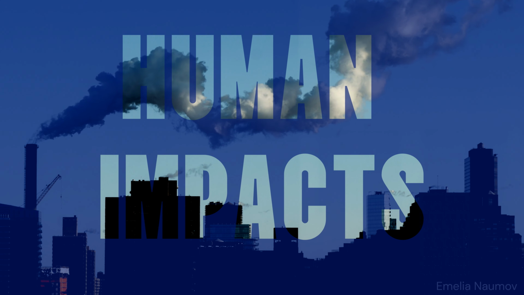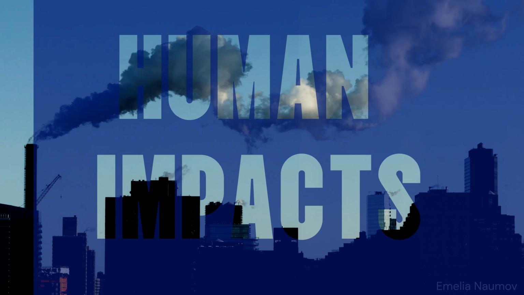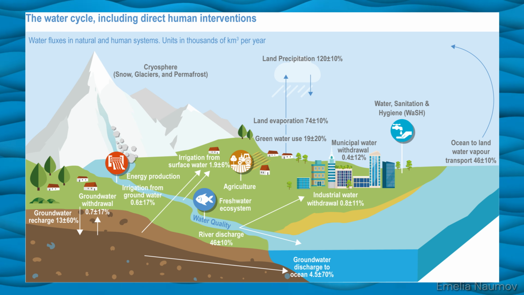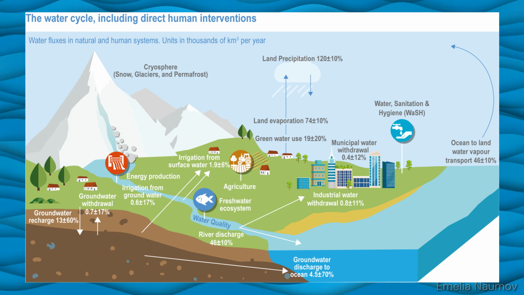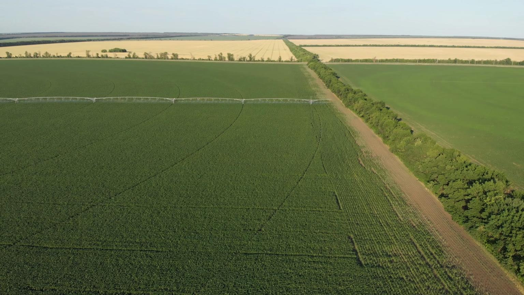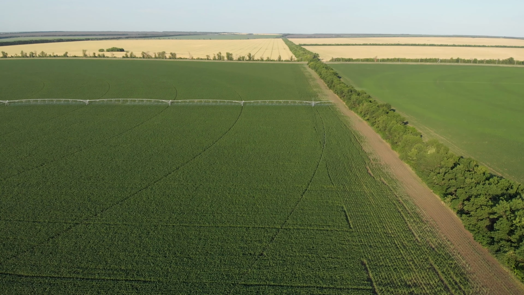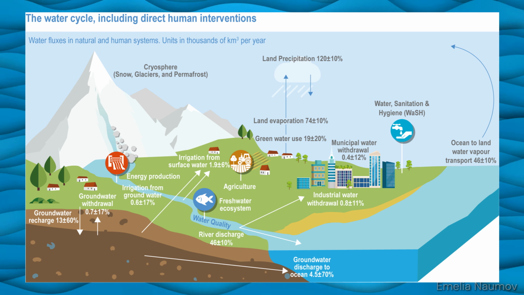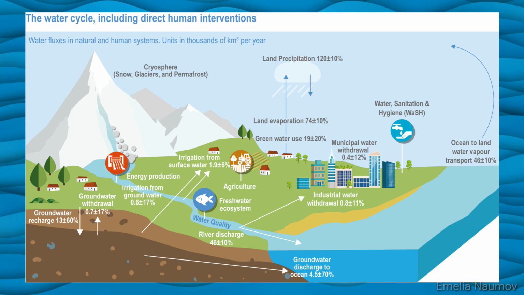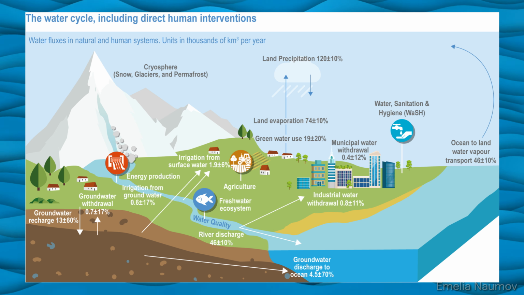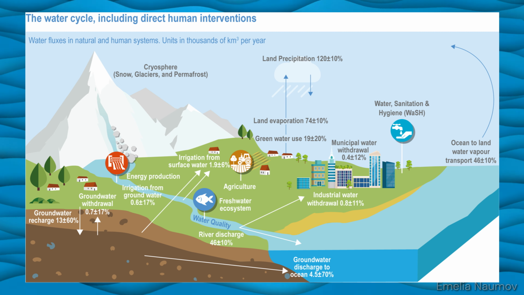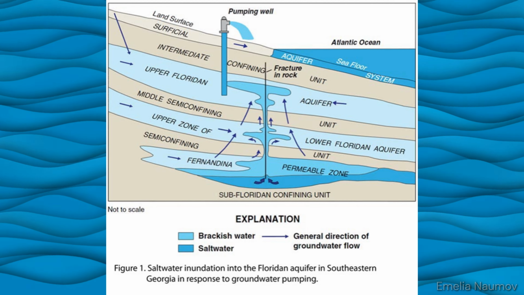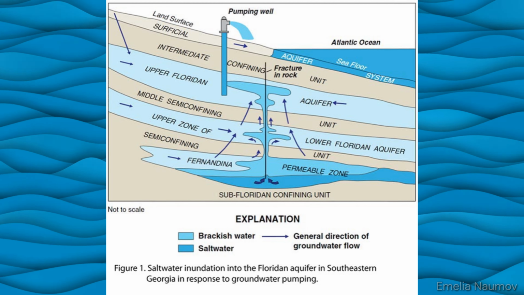Humans directly impact the hydrologic cycle by exploiting surface water and depleting aquifers, changing the flux rates and water distribution throughout the reservoirs. Humans mainly withdraw water from reservoirs for agriculture and irrigation, industrial use, sanitation, hygiene, and drinking water. Humans also directly impact the natural flow of water through reservoirs by constructing landscape modifications such as dams and wells. When groundwater is pumped excessively from wells, it can cause saltwater intrusion, adding salinity to the freshwater reservoir.